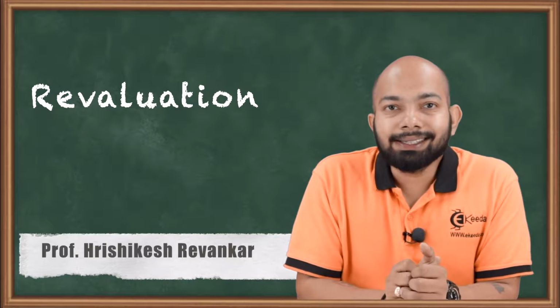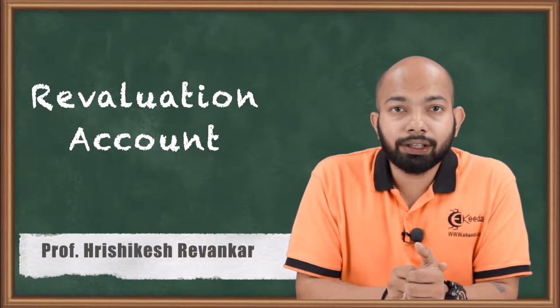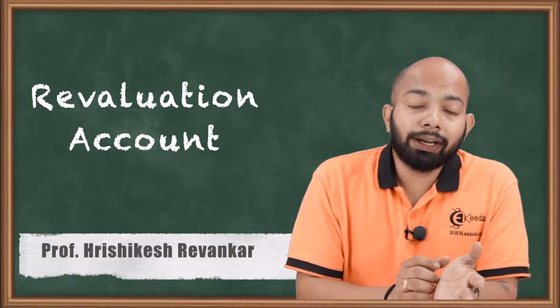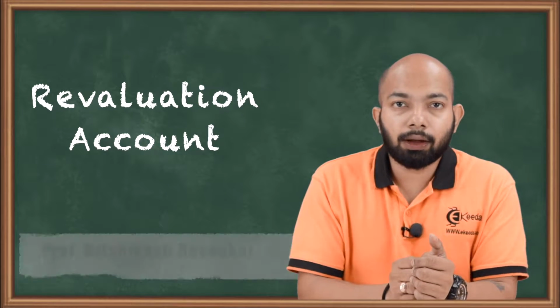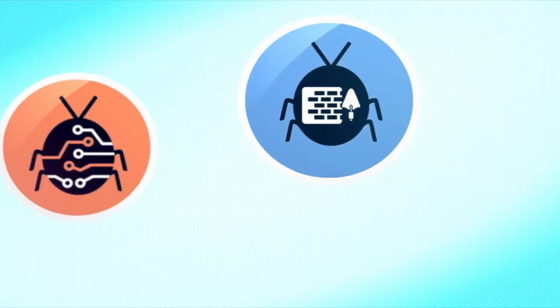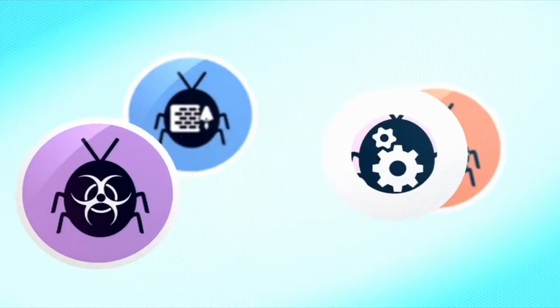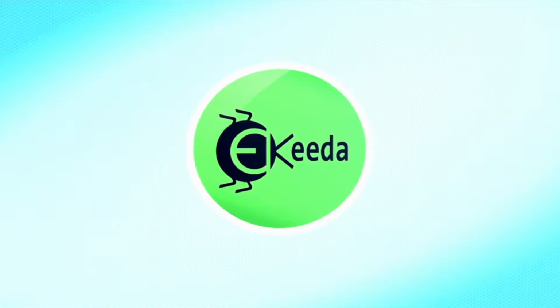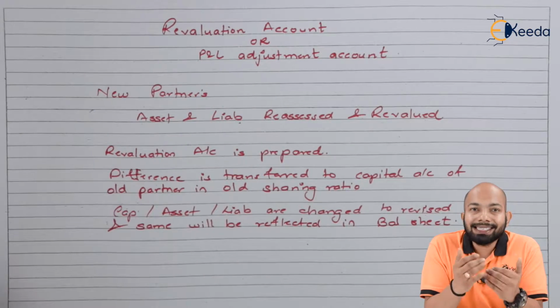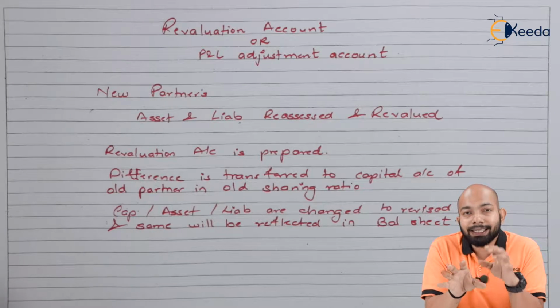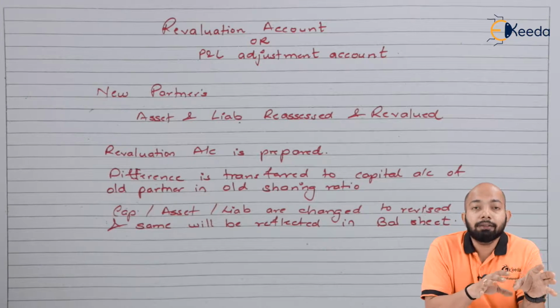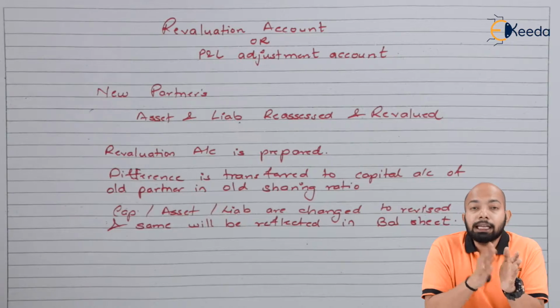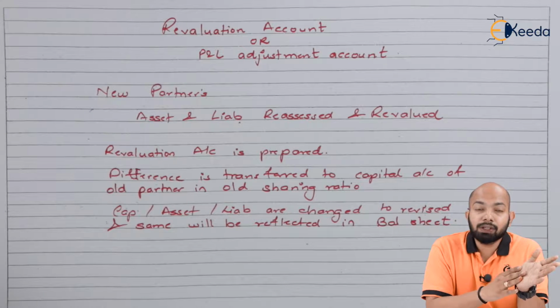Hello friends, we'll be discussing certain details about revaluation account for your reference. This account is also known as profit and loss adjustment account. So when we discuss revaluation account, this is basically a part of admission of partner itself. Now what admission of partner means has been already discussed in the previous videos.